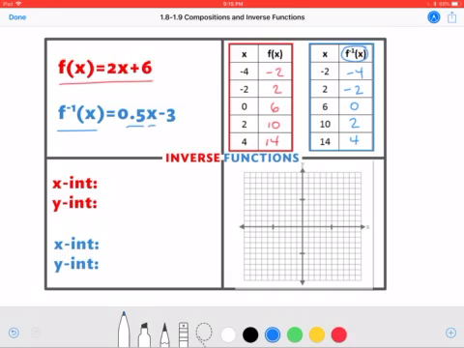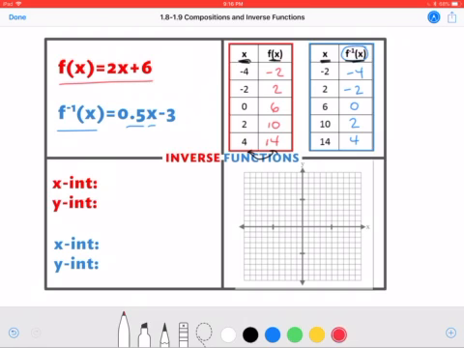Sweet. Do you notice anything about those two tables? Hopefully you notice that they're just flip-flops of each other, right? The x values are the y values, and the y values are the x values. That's what inverse functions are. They're completely the opposite of each other. Let's maybe graph before we talk intercepts.